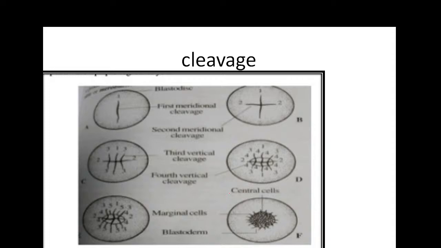The cleavage is restricted to the blastodisc and the yolk remains uncleaved. Yolk cleavage does not happen. Yolk is actually only the nutrition-providing substance. The ventral part of the blastodisc is whitish and circular in color, and it is surrounded by a marginal zone of periblast which merges with the underlying yolk.